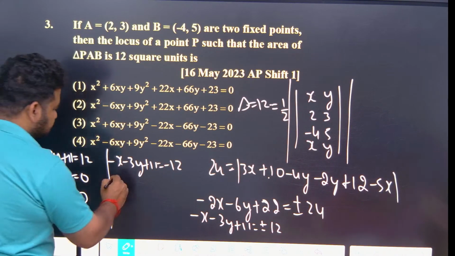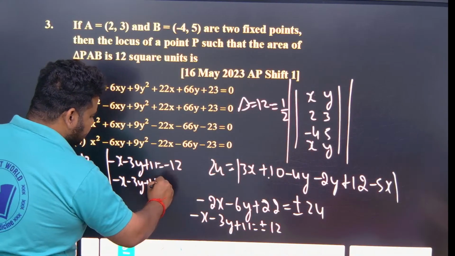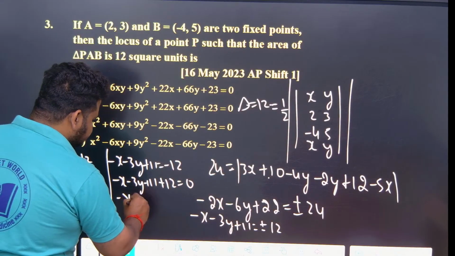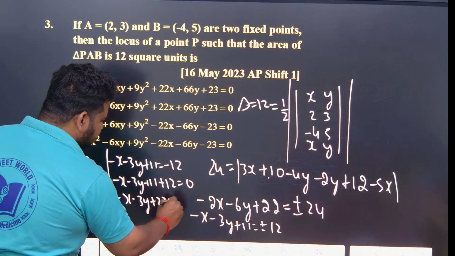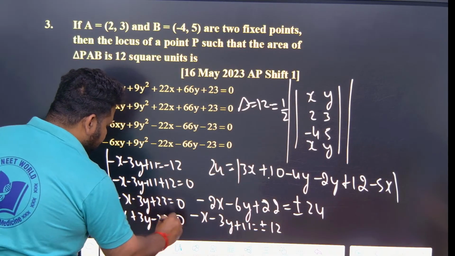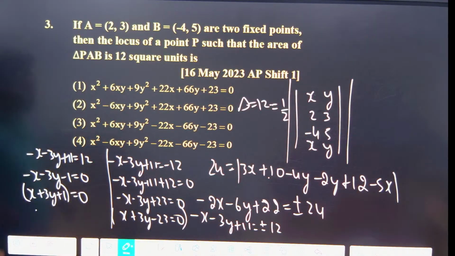This will become minus x minus 3y plus 11. If I bring it this side, this will become plus 12 is equal to 0. So minus x minus 3y plus 23 is equal to 0, so this will become x plus 3y minus 23 is equal to 0. Now this is one equation, this is one equation, multiply these two equations. When you multiply these two equations, x into x is what?